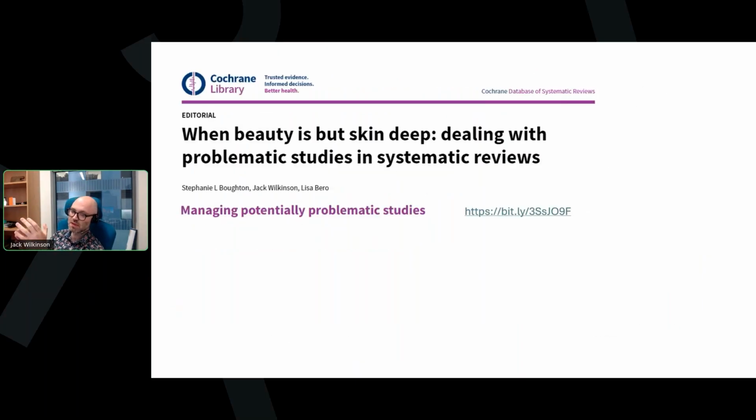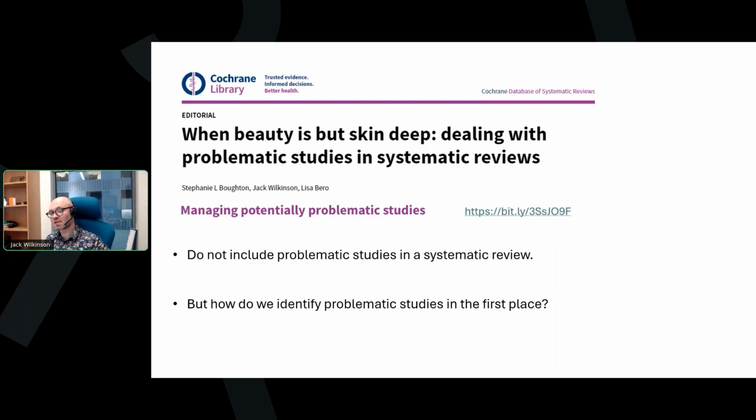Now there's an organization called Cochrane. I'm not sure if you've heard of them, but Cochrane are the leading health systematic review developer, I would say. And Cochrane said, okay, we have a problem here. And so they introduced the Policy for Managing Potentially Problematic Studies. What that policy says is, do not include problematic studies in a systematic review. I think we can all agree that's a good policy, but it prompts a further question. How are we supposed to identify these problematic studies in the first place?